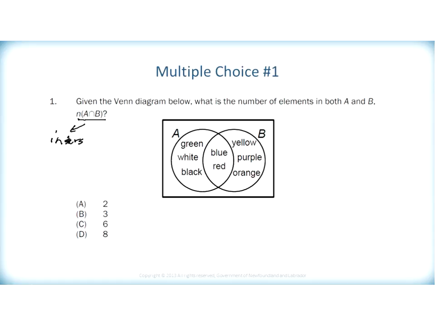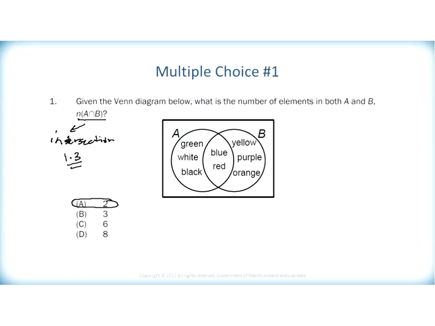That's the intersection. And this is from section 1.3. So what's in both A and B? We have 2 elements. It says the number of elements. 2 elements are in both A and B.